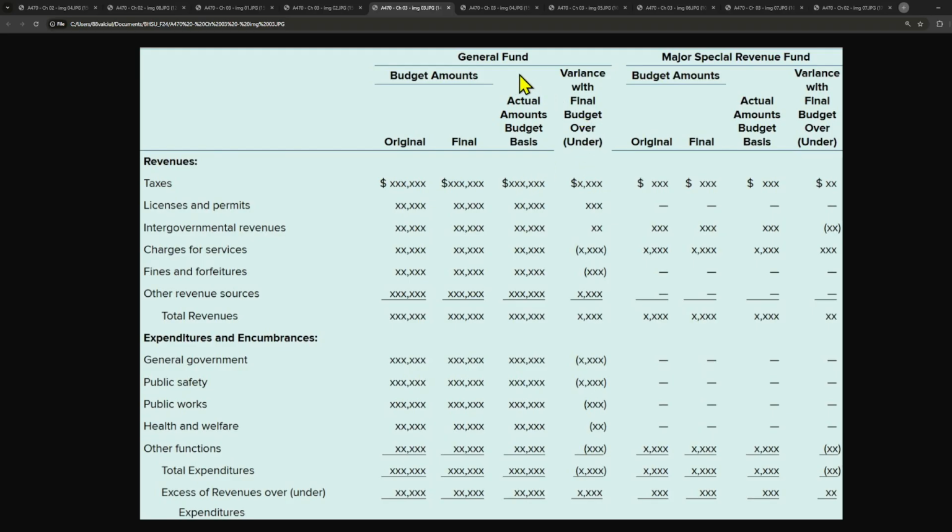So you can see here we're looking at a general fund and then a major special revenue fund. And in fact, those are the two that are required to have budgets. Any major special revenue fund and the general fund have to show budget amounts. And so here you have the original budget, the final budget. These are the actuals, and then the variance, the difference between the actual and the final budget amount. And let's take a look at what we're looking at here.